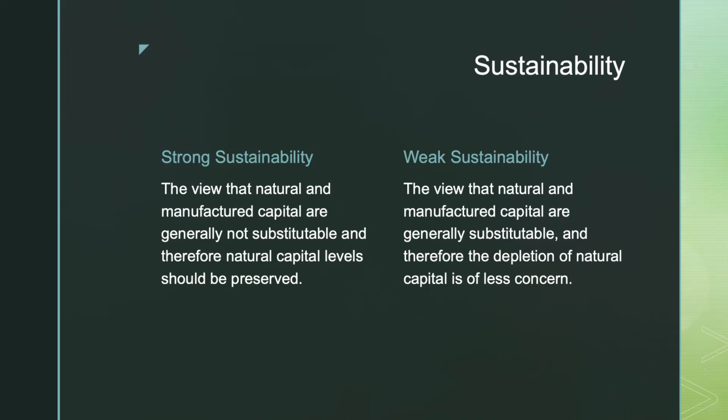So this leads us to this kind of greenwashed buzzword of sustainability. What most people think of as sustainability is what ecological economists would call weak sustainability. It's the view that natural and manufactured capital are substitutable. So while we want to slow the depletion of natural capital, it's not our primary concern, because there's this belief that we could just replace it with human-made capital.